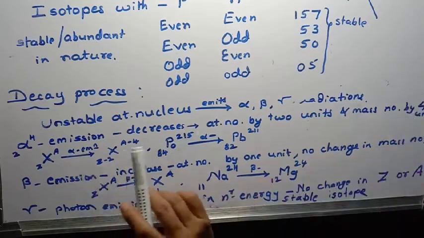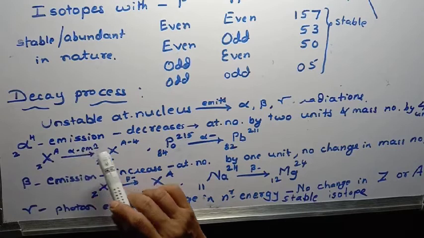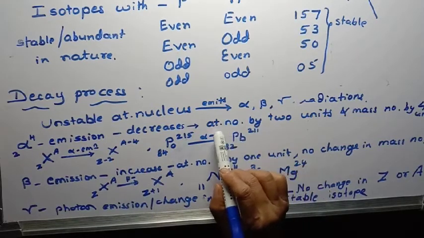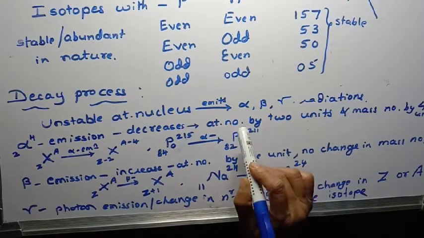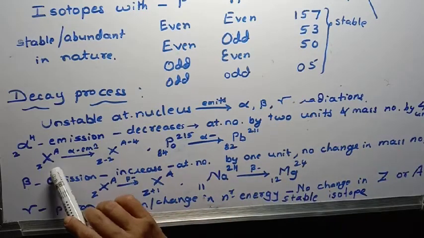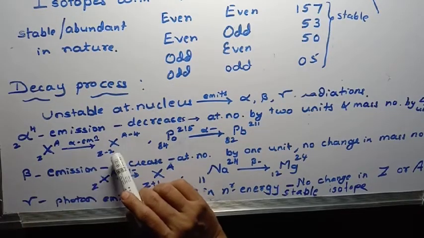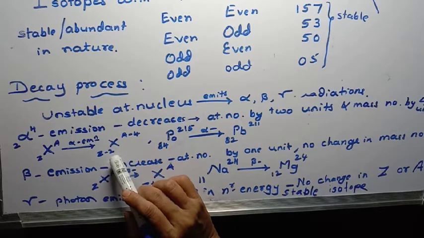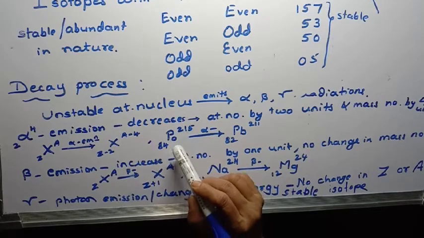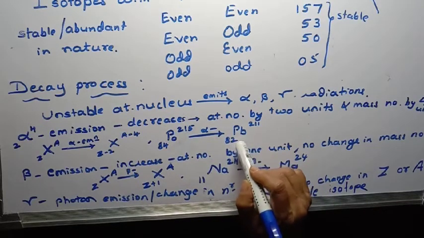Suppose an element emits alpha radiation. Then the resulting element has its atomic number decreased by 2 units and its mass number decreased by 4 units. Here X stands for an element with atomic number Z and mass number A. When it emits alpha radiation, X will have atomic number Z minus 2 and mass number A minus 4. For example, polonium 84, 215, when it emits alpha radiation, the resulting element is lead 82, 211.